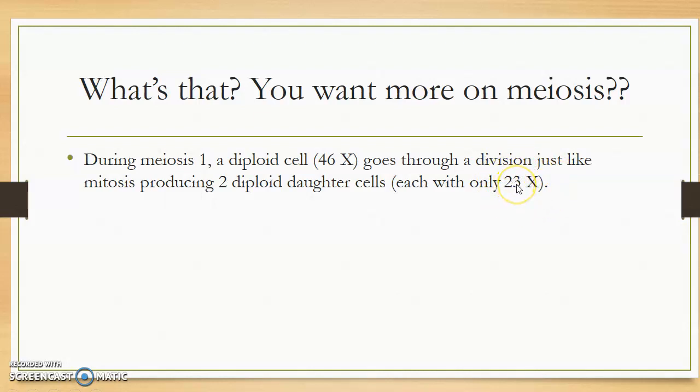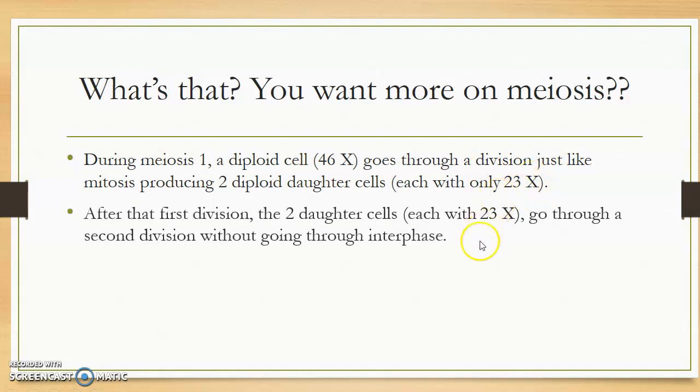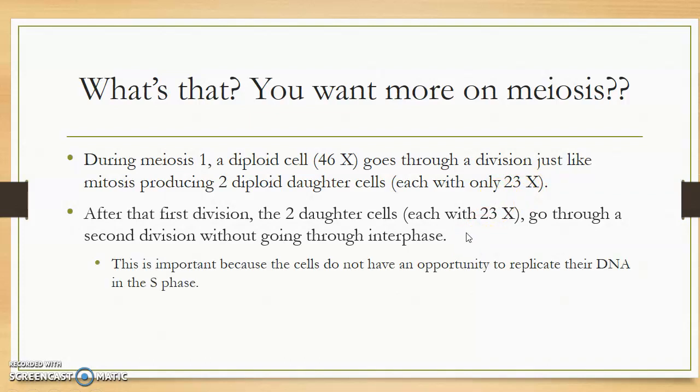Now, it still has 46 chromatids, right? So it's still going to have that number, but instead of it being 46 individual chromosomes, they stay as X's. And then they're going to go through a second round of division, and that's the important one here. It does not go through interphase before it divides again. So it does not have a chance to double its DNA.